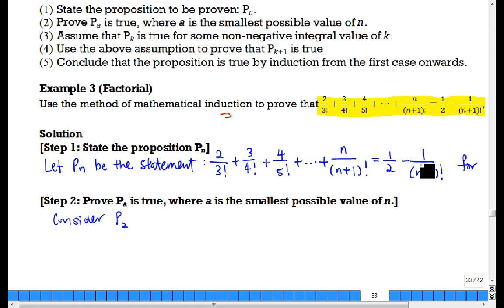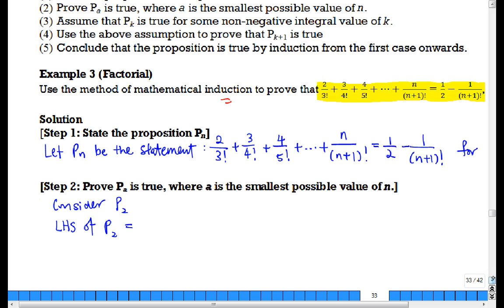So let's be systematic and we say, okay, left hand side of P2 equals to what? And then later on we are also going to write right hand side of P2 equals to what? Now these two, you are to show that they are the same. You follow what I'm saying? That's what we want to do. So we are making use of left hand side and right hand side. So left hand side means what? Here, left hand side of P2 just means that you stop at 2 over 3 factorial. So it's just 2 over 3 factorial. Let's be very clear.